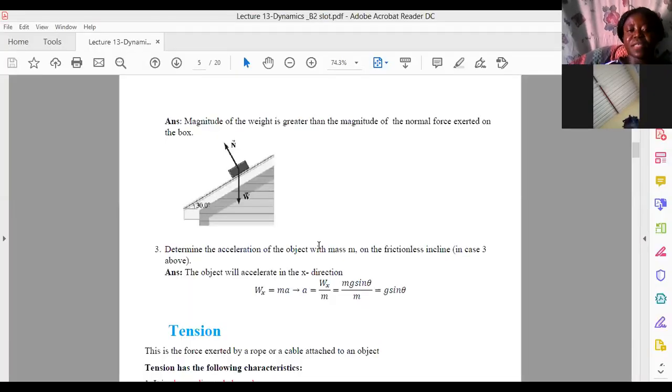Okay, so we have seen that question. Even when we calculated, we saw that the weight is greater in magnitude than the normal force. So, for example, determine the acceleration of an object of mass m on the frictionless inclined surface.